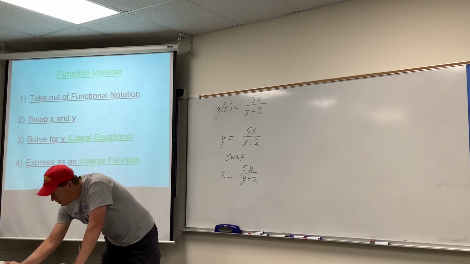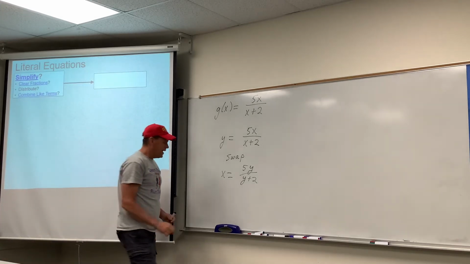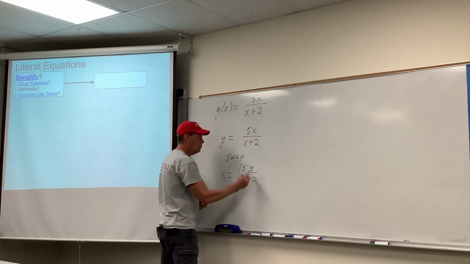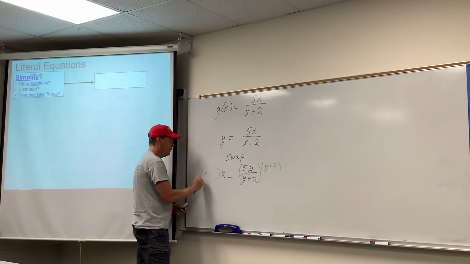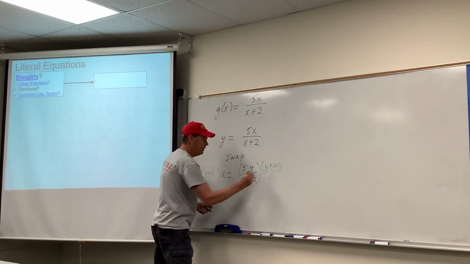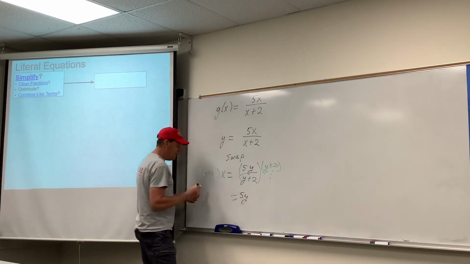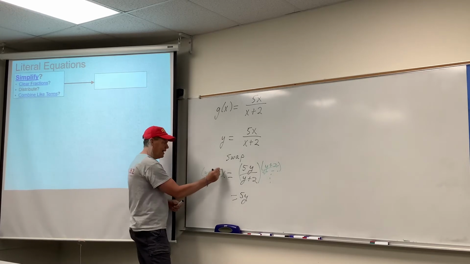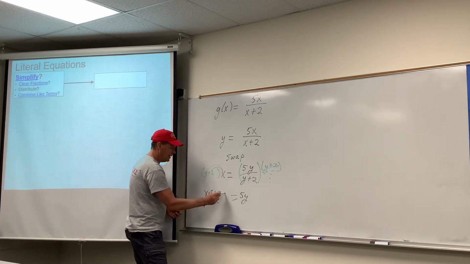Now, solving this for y, step 3, would be again those literal equations that we did days gone by. All right, so we clear fractions, which would be to multiply by y plus 2 on both sides. Over 1, it's going to cancel. And so this is 5y. And then over on the left, we would distribute the x. And that'll give us xy plus 2x.